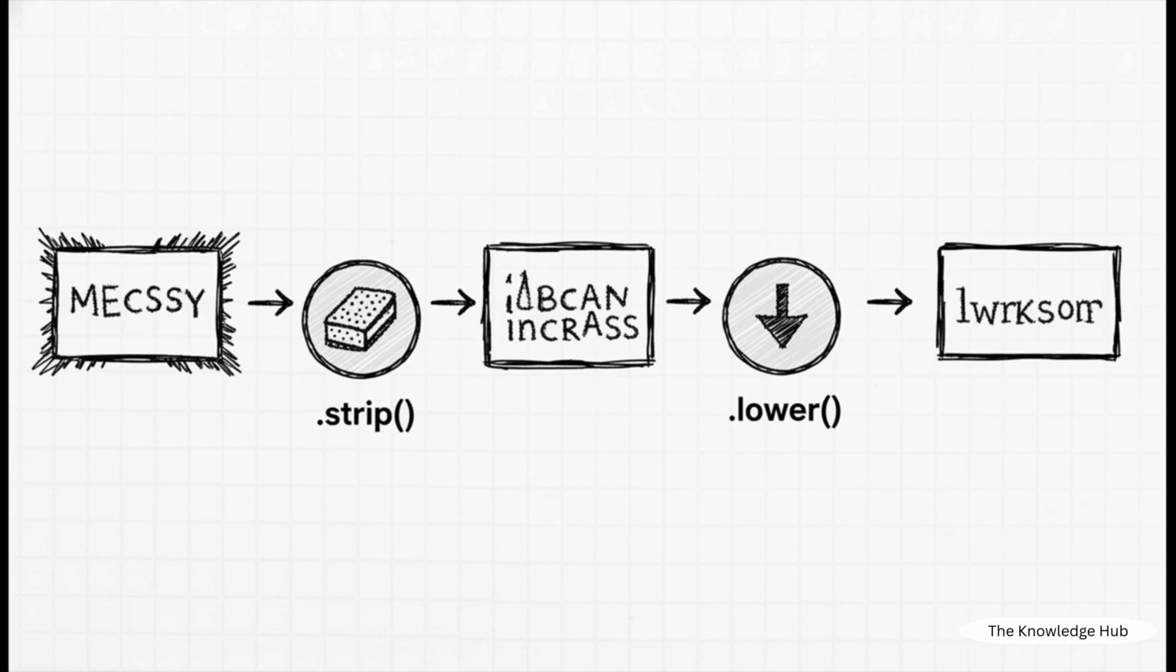So in the real world, what do you do? You combine them. This is the classic 1-2 punch of data cleaning. It's standard practice. First, you strip away any hidden white space, and then you immediately convert the whole thing to lowercase. This little combo prepares your data perfectly for just about anything.